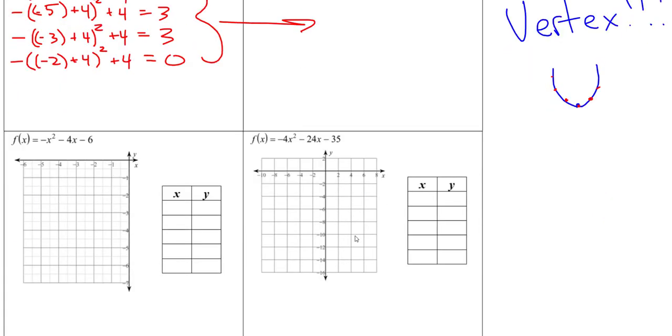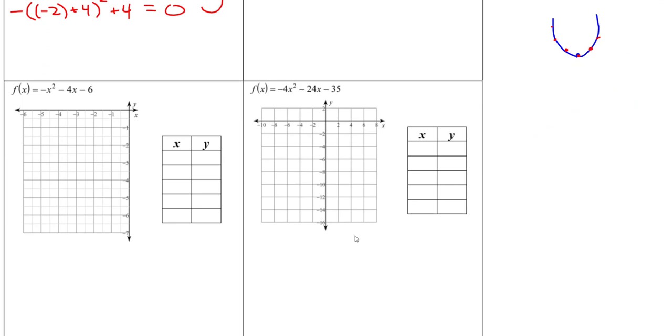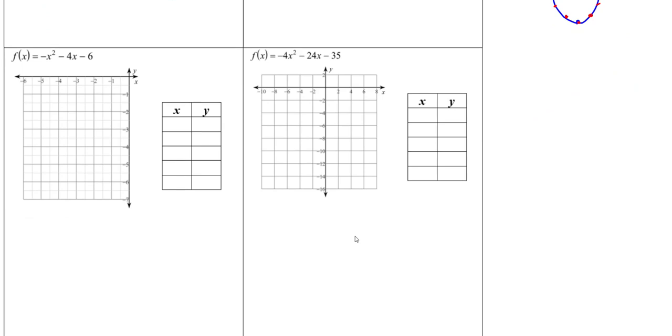Let's walk through these. These ones are in standard form. Can we easily do these by using a table? We sure can. All we got to do is find that vertex. So let's go ahead and do that real quick.